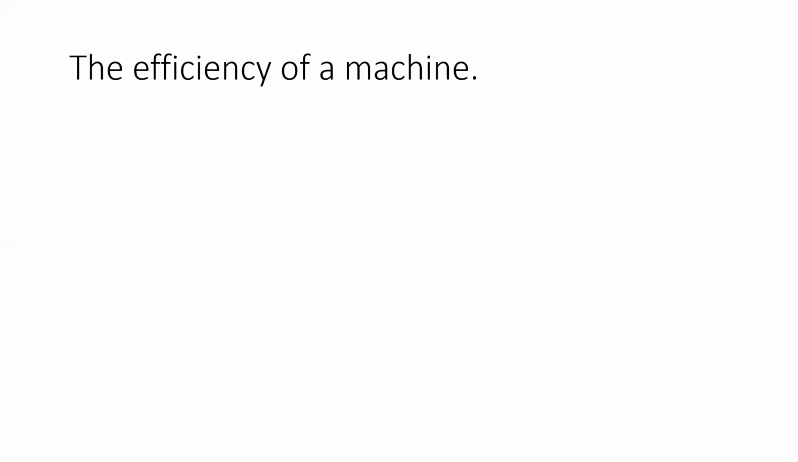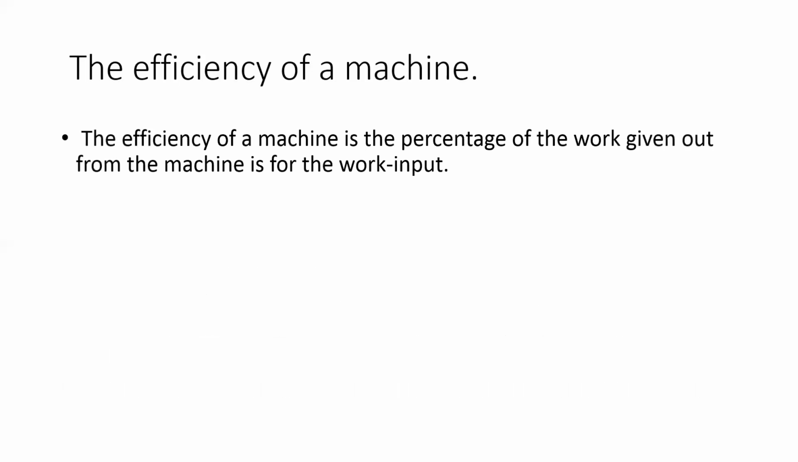The efficiency of a machine. Efficiency of a machine is the percentage of the work given out from the machine for the work input. That means efficiency of a machine equals work output over work input. This can be represented as a percentage.